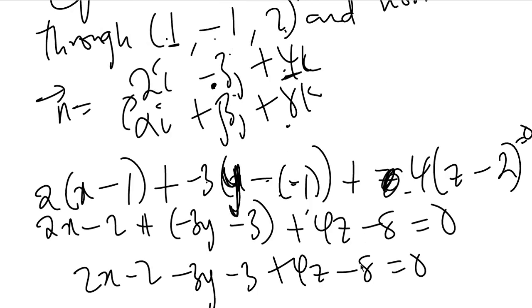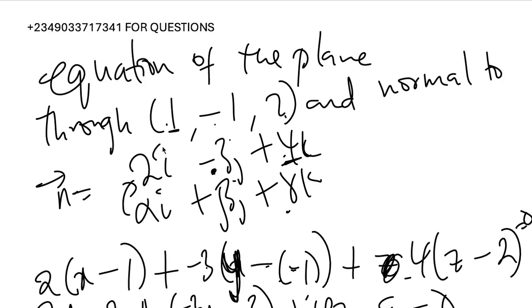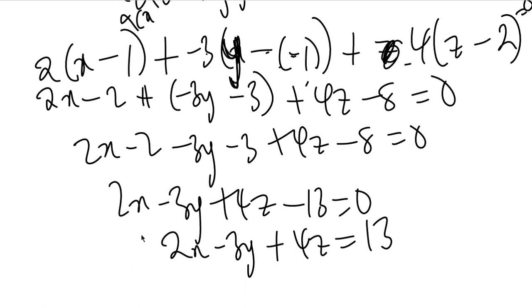So we just took the normal vector in the form of alpha i plus beta j plus gamma k. And then since we are given a point that passes through that plane, we use the general form of alpha into x minus x1 plus beta into y minus y1 plus gamma into z minus z1, and then substitute easily.